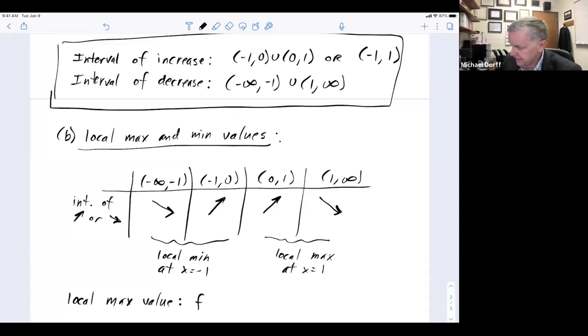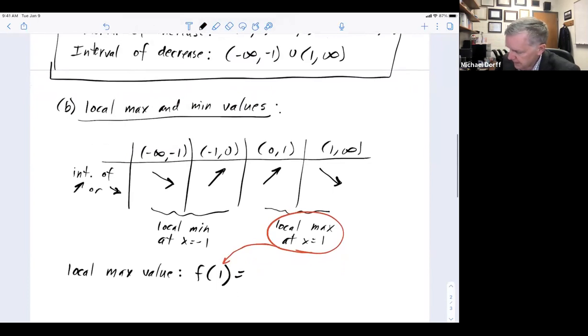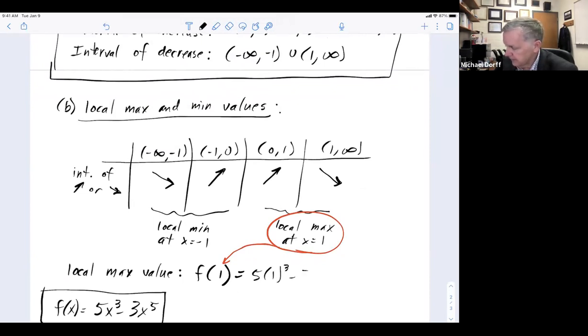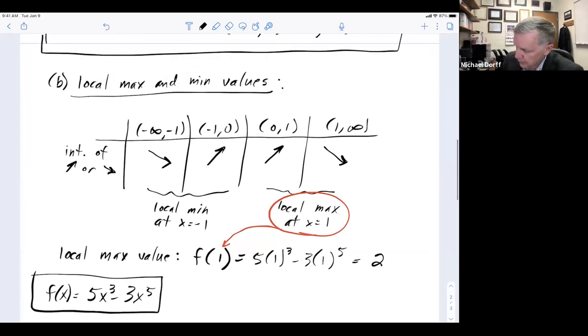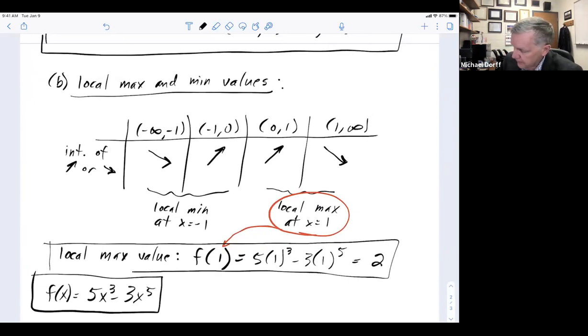is f at 1. All right, and I get the 1 because I take this value here and I put it into the function. All right, and so I evaluate that. Again, just as a reminder, my function was 5x cubed minus 3x to the 5th. So f of 1 would be 5 times 1 cubed minus 3 times 1 to the 5th, and that's going to equal 2. So that's a local max value.